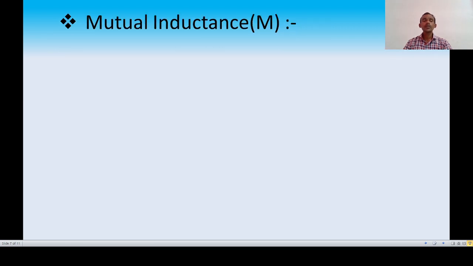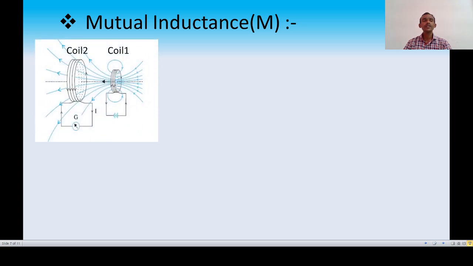Now, the next point of our lecture is the mutual inductance. Mutual inductance is denoted by the capital letter M. For that purpose, we have to understand this mutual inductance. Consider two coils placed side by side. Here it is coil first and coil second. They are placed near each other. Now, we pass the current through one coil, that is coil first. That coil first is called the primary coil here.